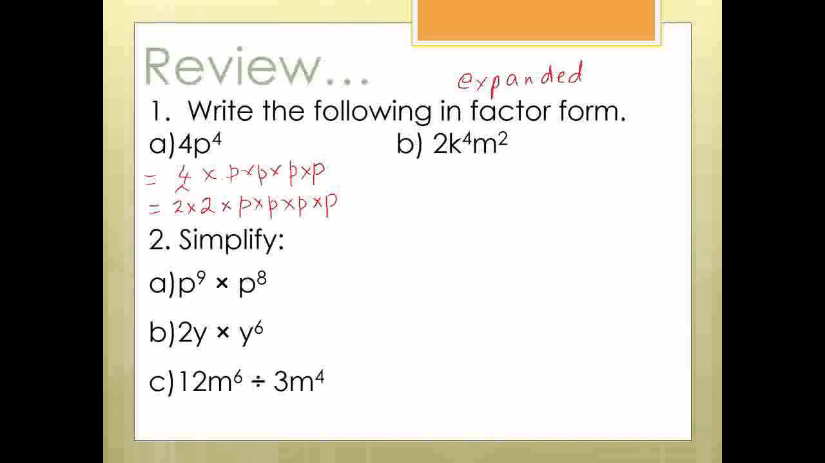Why do we write down p 4 times? Because that's what the index is up there. So the second one's a little bit simpler. 2k to the power of 4 m squared: 2 times k times k times k times k, and then we've got m times m because there's 2 of them. Okay.